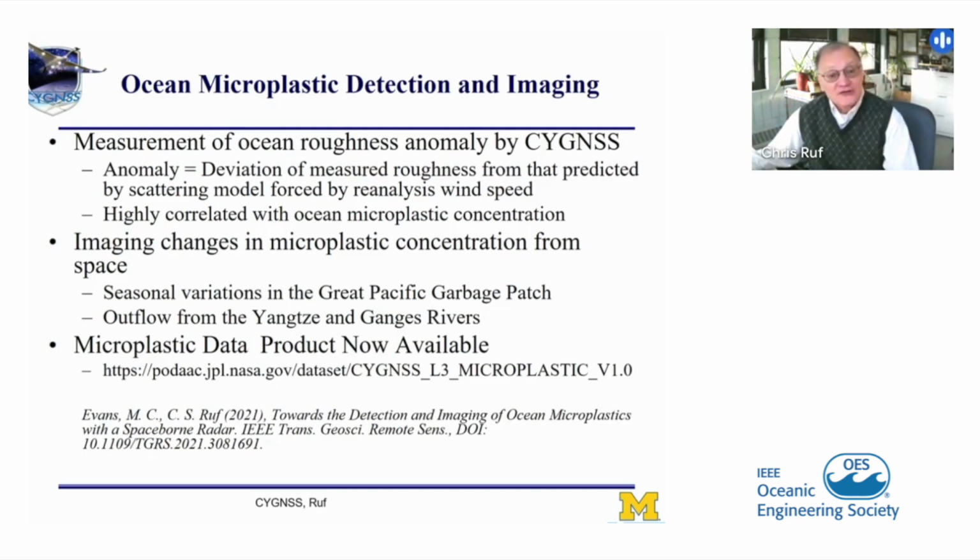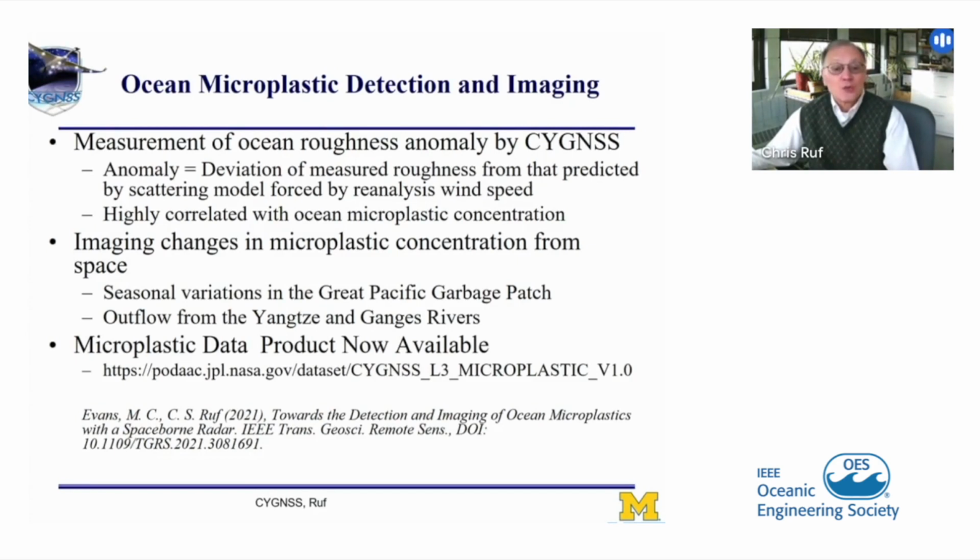Okay, and it turns out that roughness anomaly we found to be very highly correlated with the concentration of ocean microplastics. The hypothesis is that the microplastics, or something else that has the same transport mechanism as the microplastics, is suppressing the roughening of the ocean for a given wind speed. And these anomalies are in general negative. When there's microplastics present, the ocean is less rough than it would have been without them. So we think that the presence of these foreign properties on the surface of the water is suppressing the roughening of the ocean from the wind.